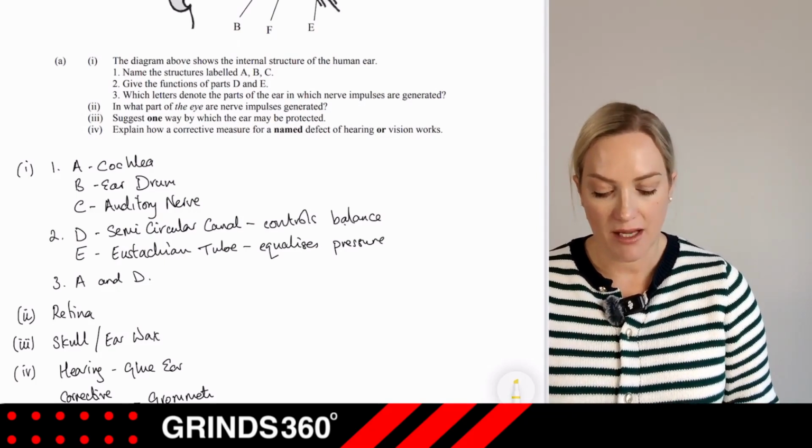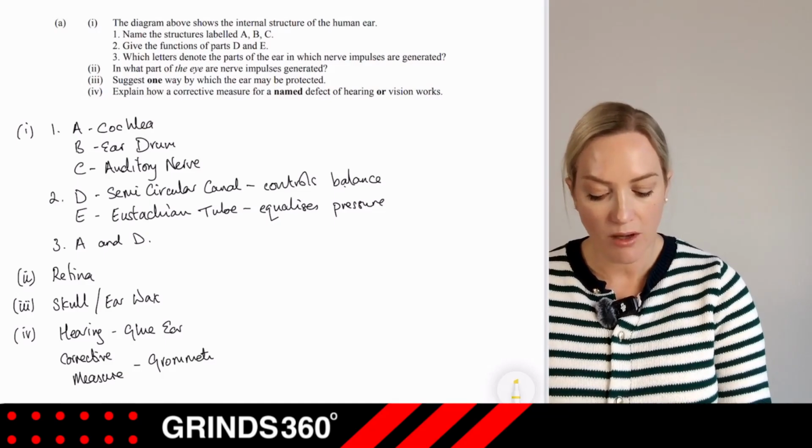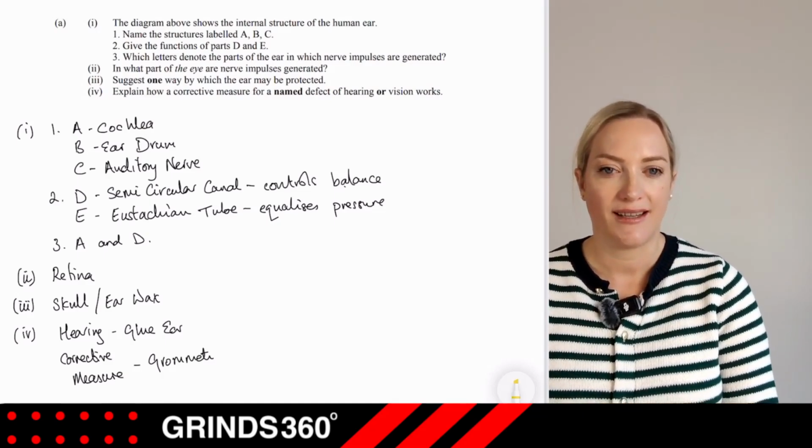I'm going with hearing, my named defect. My defect is glue ear. My corrective measure is grommets. And that's the senses.